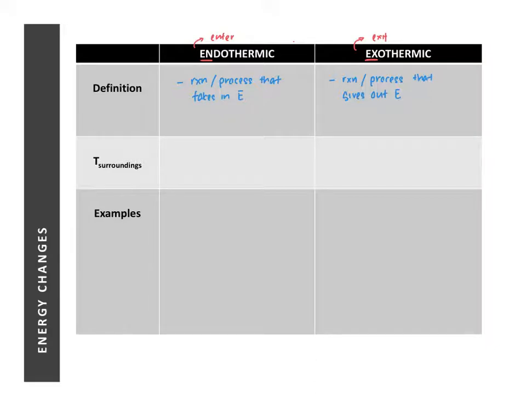Now, imagine a reaction that releases heat in your vicinity, somewhere near you. What will happen to the temperature of the surroundings? The temperature of the surroundings will increase. The reverse is true. If there is a reaction that takes in heat somewhere around you, the temperature of the surroundings will decrease.